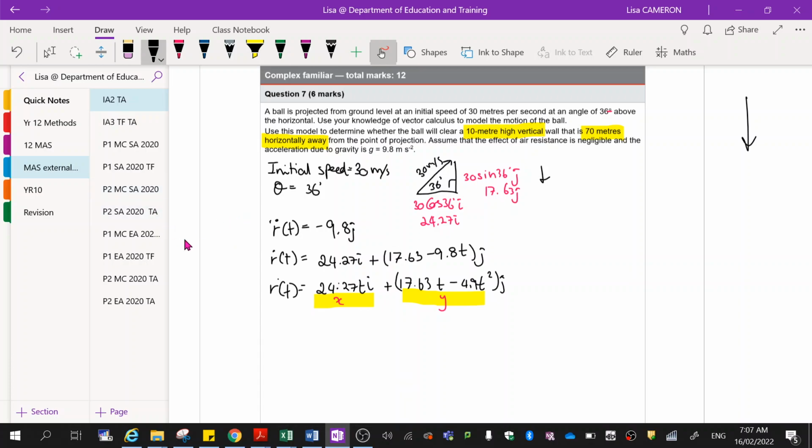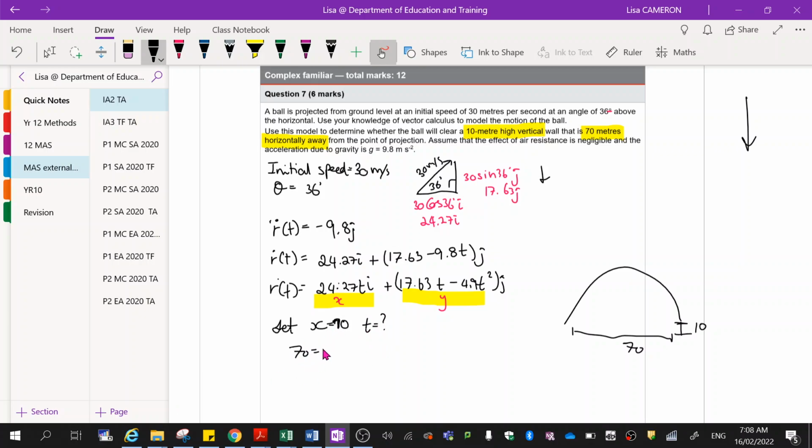Now we've got all of our formulas to model the motion of this ball. The next thing we're going to do is test this statement. If we've got a 10-meter high vertical wall, we can solve for our time. If I draw this as a diagram, we threw a projectile, your wall over here is 10 meters tall and you are 70 meters away. So we're going to let x equal 70 and find out what time that occurs.